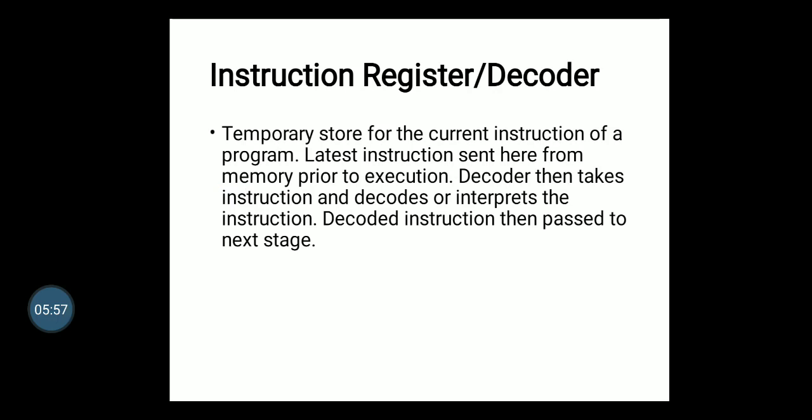Next one is the instruction register or decoder. Temporary store for the current instruction of a program. Latest instructions enter from the memory prior to execution. Decoder then takes the instruction and decodes or interprets the instruction. Decoded instruction is then passed to the next stage.